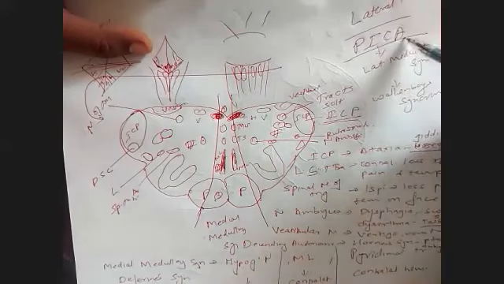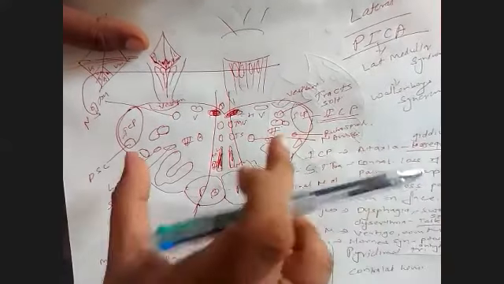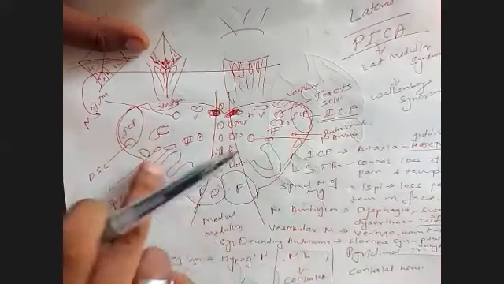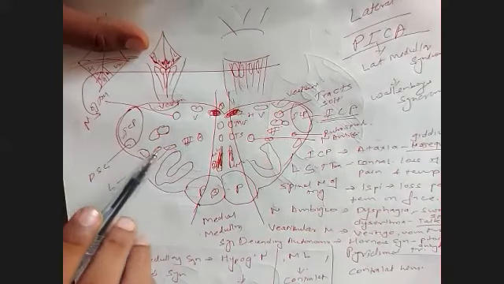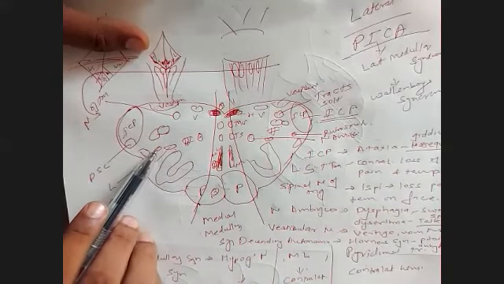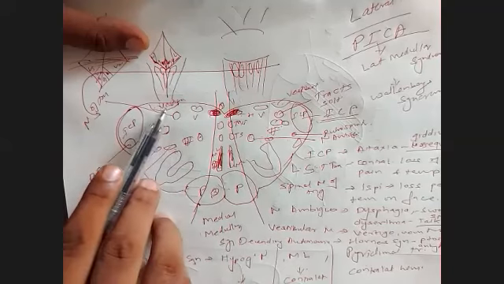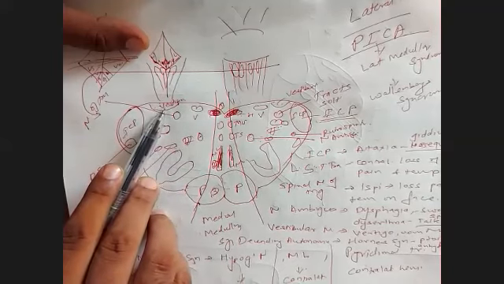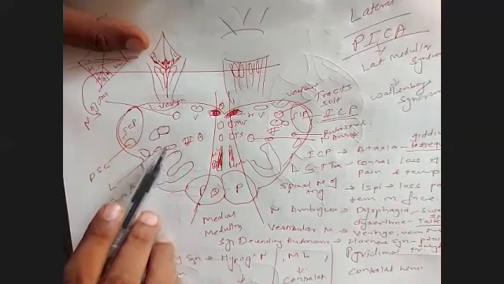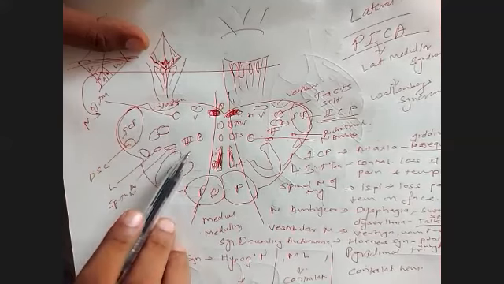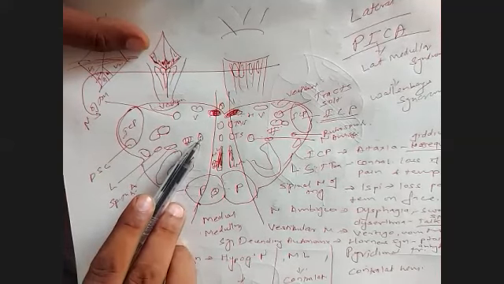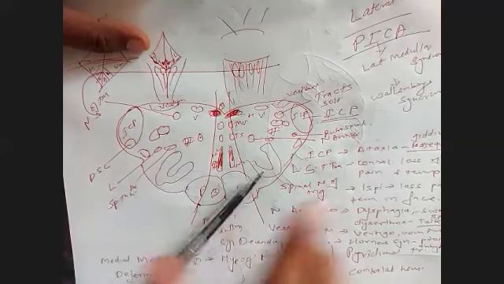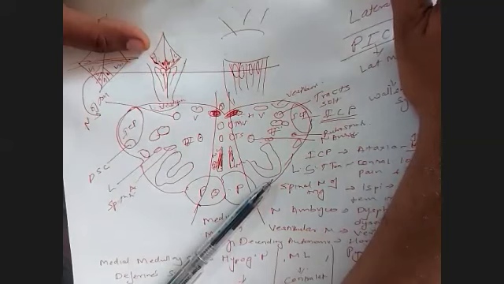PICA, the posterior inferior cerebellar artery, supplies the lateral part of the medulla, a lot of structures in the lateral part. The inferior cerebellar peduncle is there. Then the lateral spinothalamic tract, so pain and temperature will be gone. The vestibular nucleus is there, so this can lead to vertigo. Then there are the descending autonomic fibers, and this can lead to Horner syndrome. The nucleus ambiguus can lead to dysarthria and dysphagia. So that is all about the three sections of the medulla and its applied anatomy. Thank you so much.